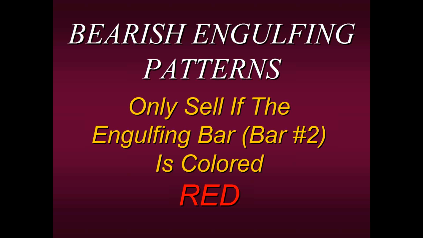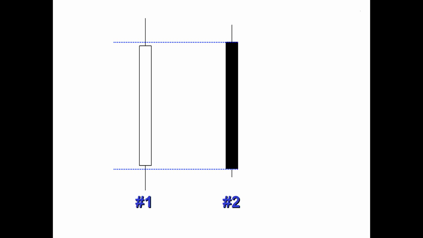Now, let's say we want to sell, all right? We see a bearish engulfing pattern. Well, we're only going to sell if the engulfing bar, which is bar number 2 in that pattern, is colored red. So, as we see here, here is a bearish engulfing pattern, all right? It's a 2-bar pattern. Bar number 1 is usually up, but it doesn't have to be. And bar number 2 is down. Now, what we want to see is that the open to close range of bar number 2 totally engulfs the open to close range of bar number 1.